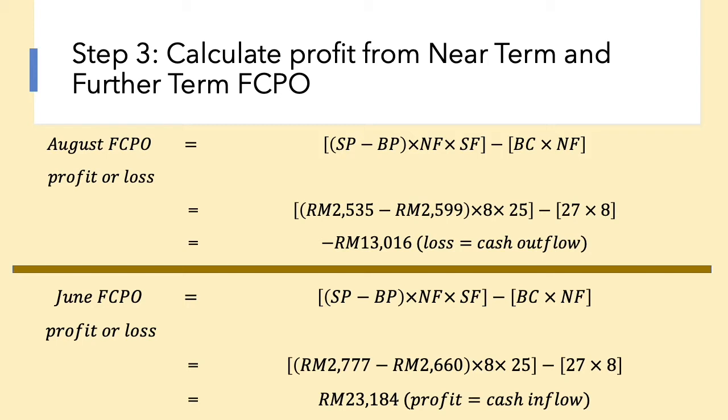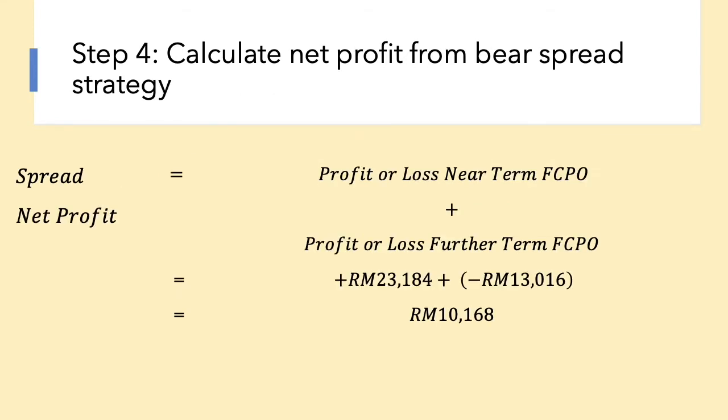When you calculate the profit and loss for August FCPO, you get negative 13,016 ringgit. Negative means you make loss. Loss is cash outflow. For June FCPO contract, you get 23,184 positive. Positive is profit. Profit is cash inflow.